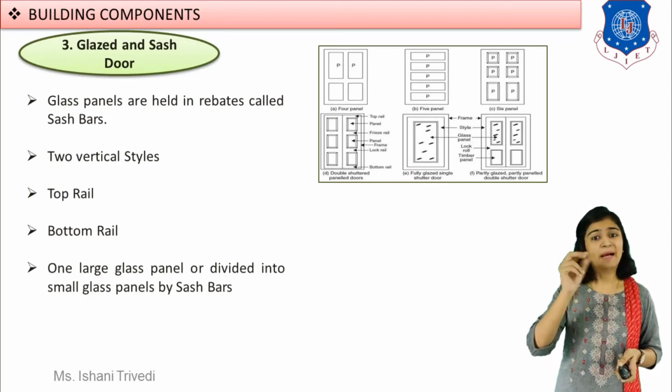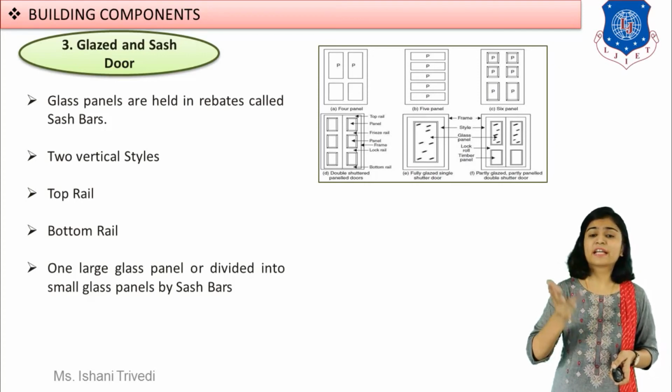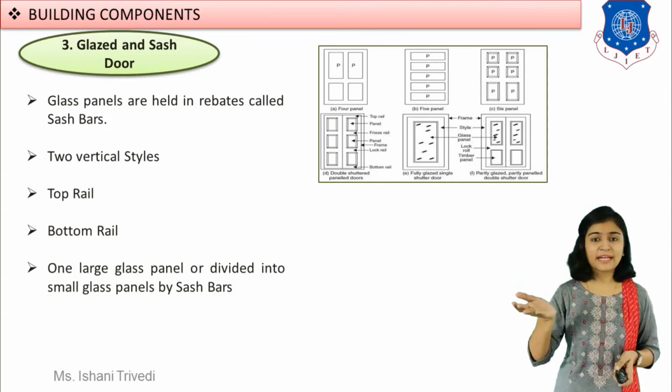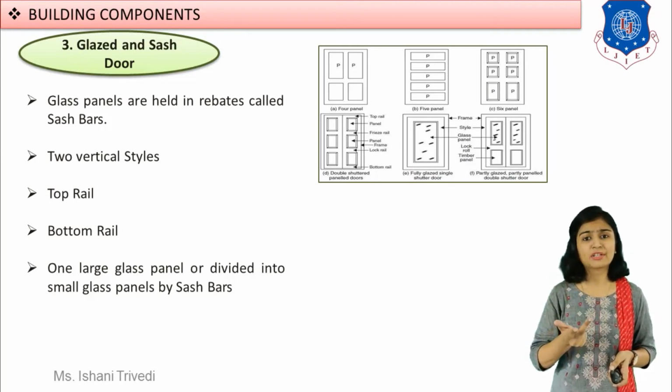Okay, so it can be partly glazed and partly panelled. It can be fully glazed or it can be fully panelled. But if it is fully panelled, then it will go in another category. So you can have fully glazed, you can have partially glazed, and you can have partially glazed and partially panelled.